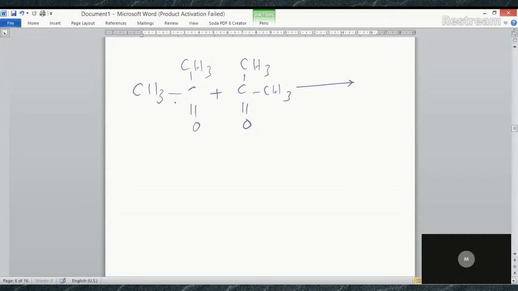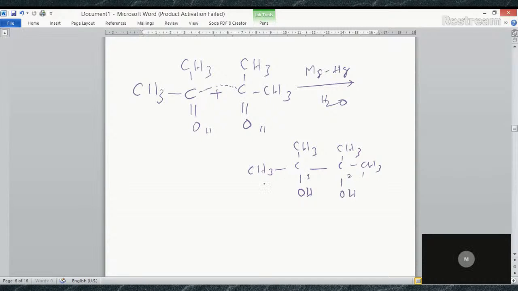The reaction takes place in presence of magnesium amalgam and water. When there is an initiation of a bond between them, you can add 2 hydrogens like this in the simplest way, so that the product is given as follows. It could be the product, in which totally there are 4 carbon atoms in the linear chain. So the parent substance is butane.